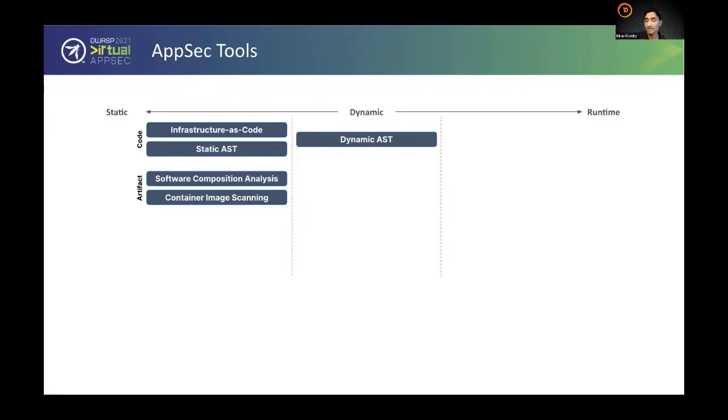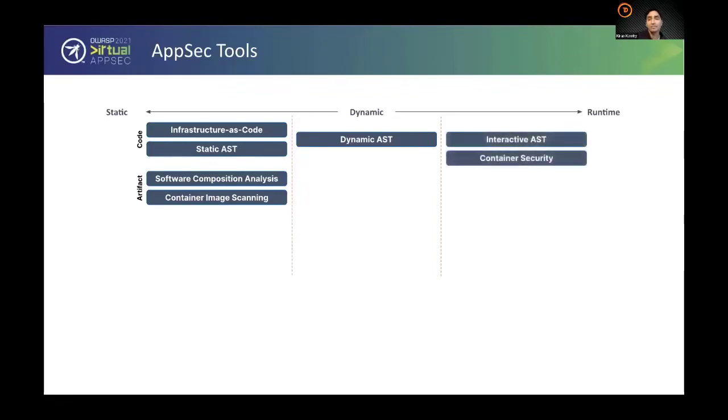Like OWASP ZAP is a great example. DAST allows you to scan the application from the outside. It's not looking inside your running application. It is sending your application a payload, and then your application returns a certain result. And based on the request and response, it tells you if your application is susceptible to any of the OWASP top 10 type issues, cross-site scripting, SQL injection, things like that.